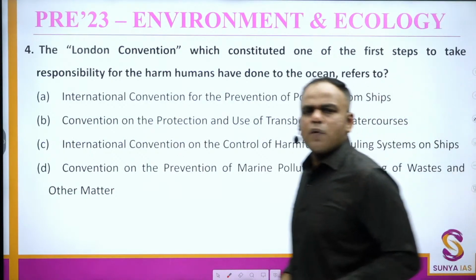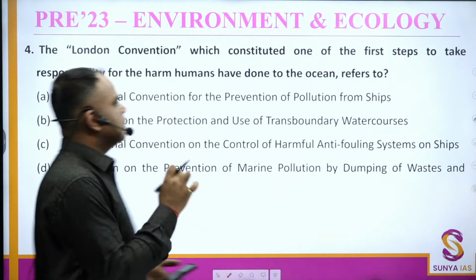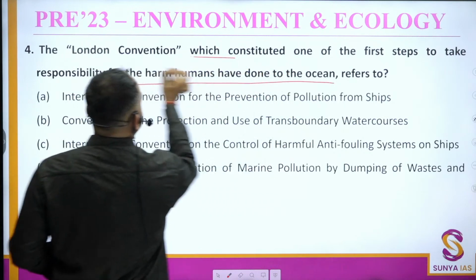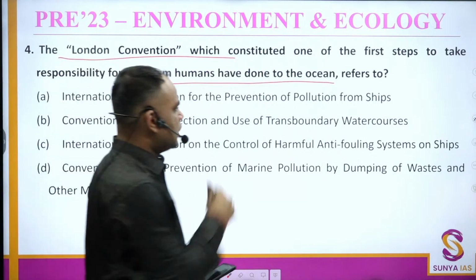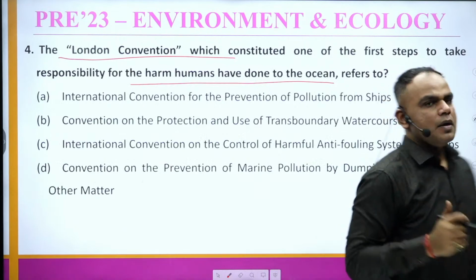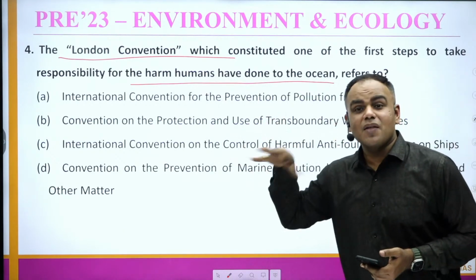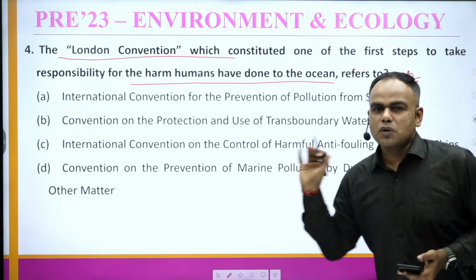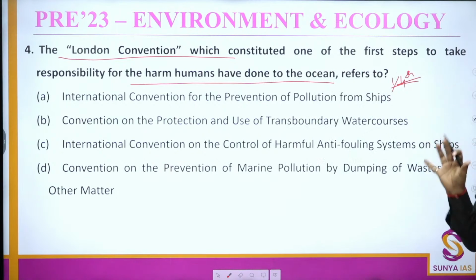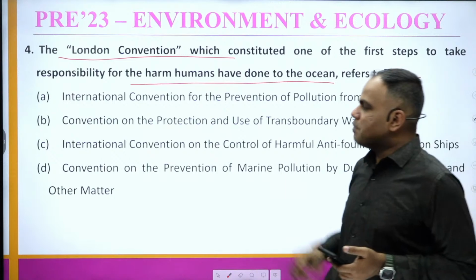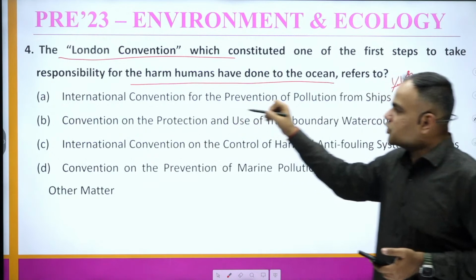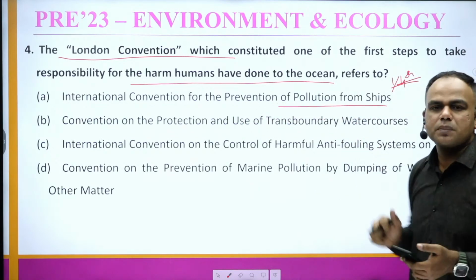Now this is a relatively straightforward question. The question is on the London Convention. One of the first steps to take responsibility for harms done to the ocean refers to, and 4 statements are given to you. These kind of questions, if you know it, it's best. Otherwise, there is only a 1/4 probability of marking it. So how many of you marked this question correct? London Convention, what is that related to? And by the way, in these questions itself, can you tell me what is the International Convention for Prevention of Pollution from Ships?